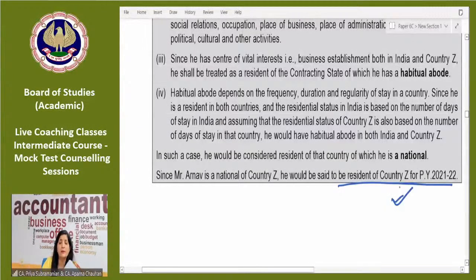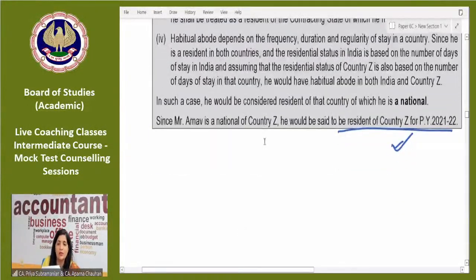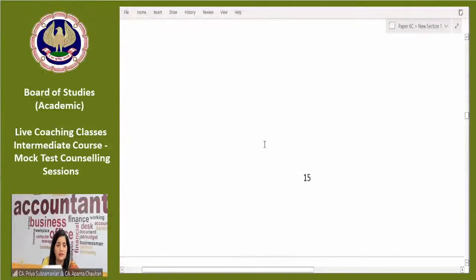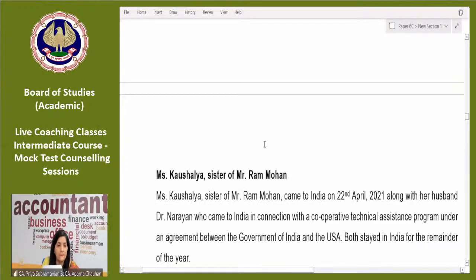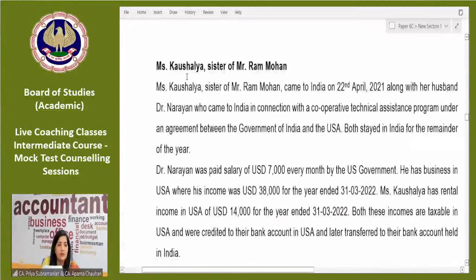This is a very simple question based on the tiebreaker, which is clearly given in the Model Tax Convention. You can easily apply it for determining the residential status of the person. Next facts, Miss Kaushalya, sister of Mr. Ram Mohan.